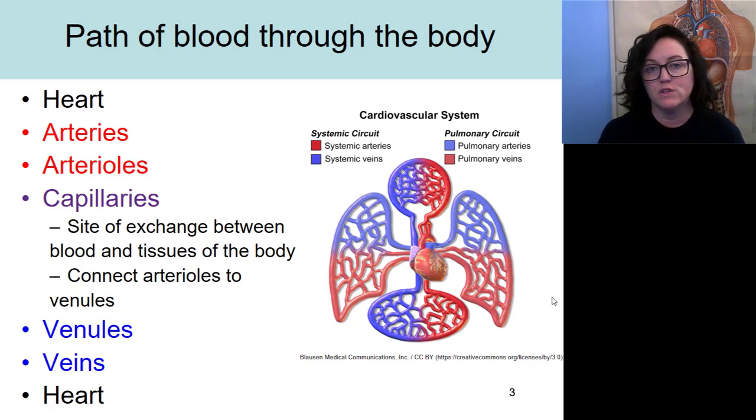Blood that's in the arteries will eventually flow into really small arteries called arterioles, and then the arterioles lead into capillaries. Capillaries are the actual site of exchange between the blood and the tissues of the body. So we're not exchanging gases or water or other nutrients between arteries and the tissues of the body. We do that exchange specifically at capillaries. Once the exchange is complete, the blood will flow from the capillaries into venules, which are really tiny veins. The blood from the venules will flow into the veins, and then the veins will bring the blood back to the heart.